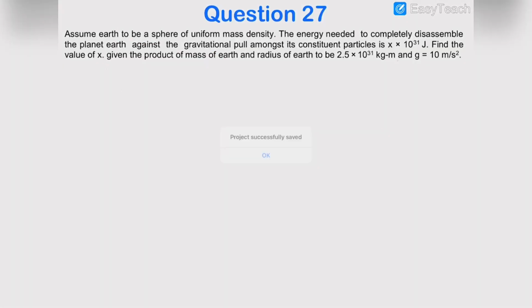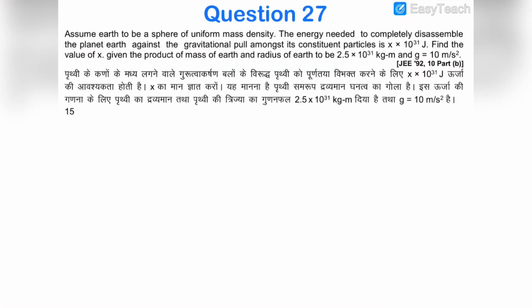In this question, you can see that assuming Earth to be a sphere of uniform mass density, the energy needed to completely disassemble the planet against the gravitational pull among its constituent particles is this one. Find out the value of x. And it is given that the product of mass and the radius of Earth is this one. Okay, and g is this.